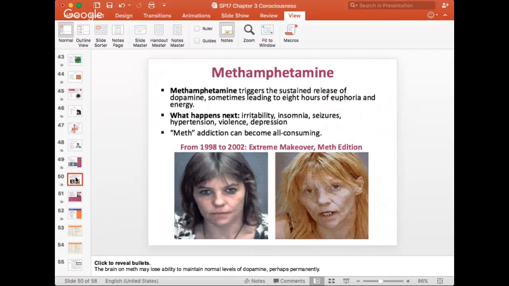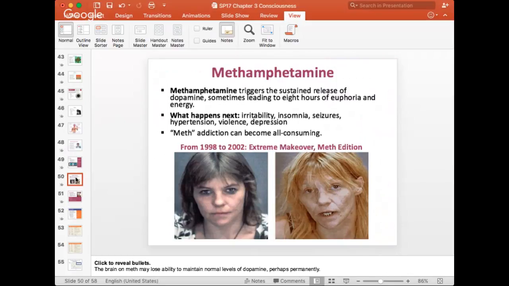Meth tends to be a little easier to access in rural areas like Iowa, which is why it is very popular in Iowa, and why a certain town in our area is known as the meth capital of the United States.